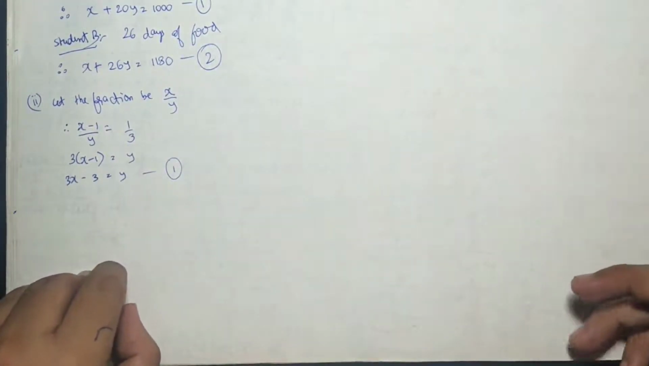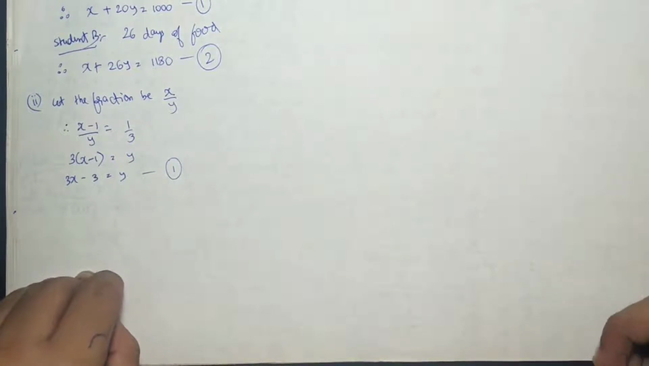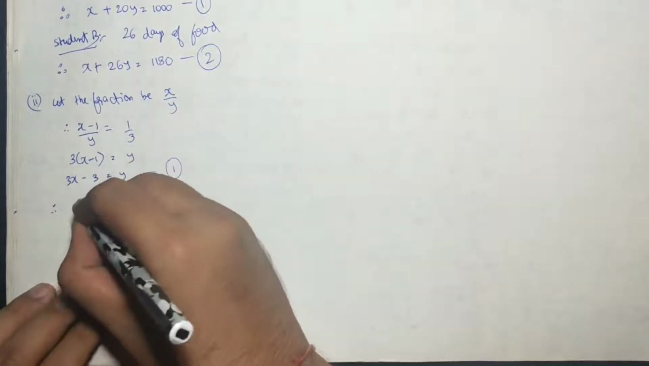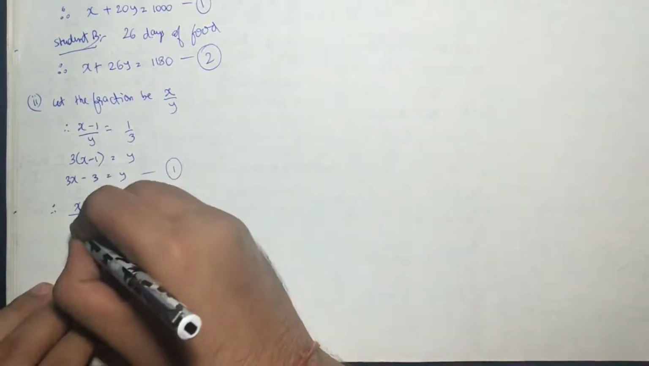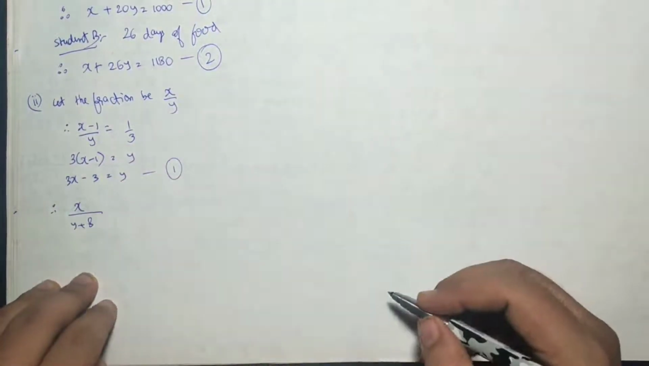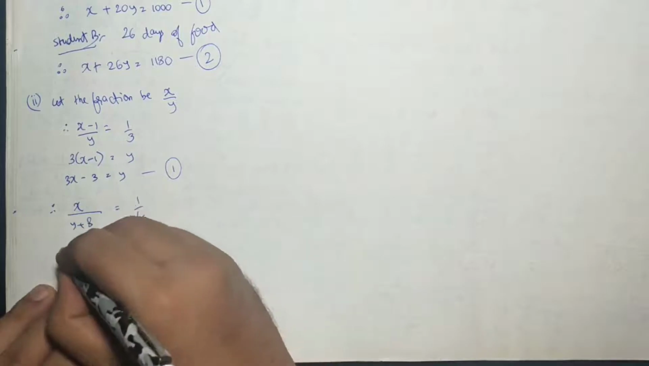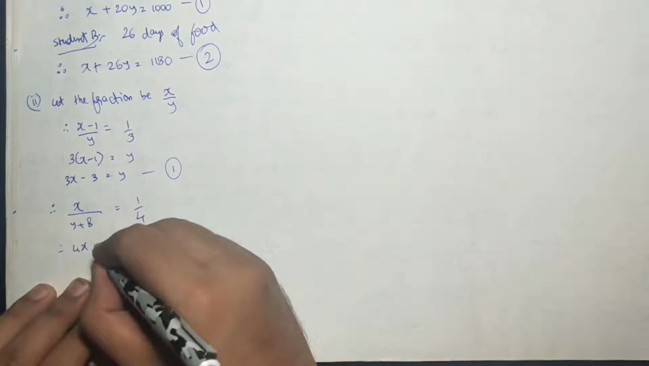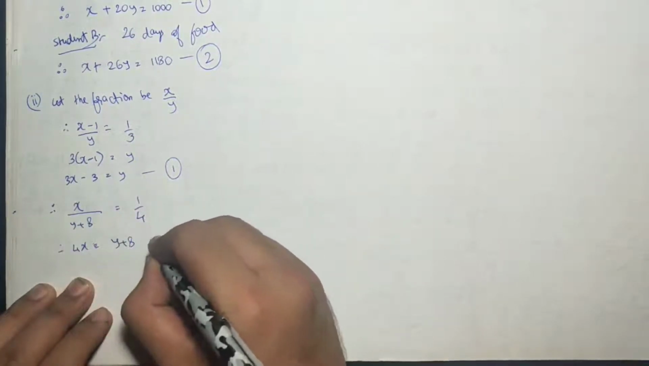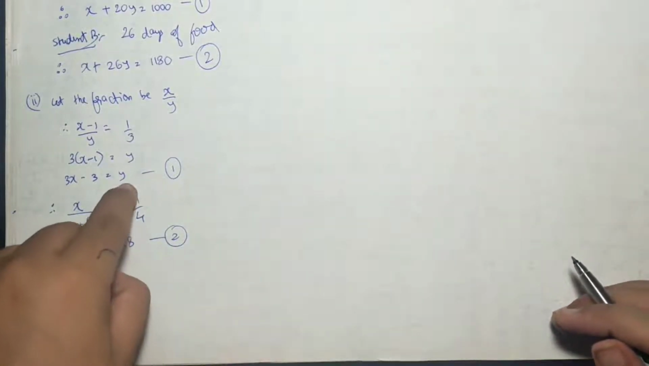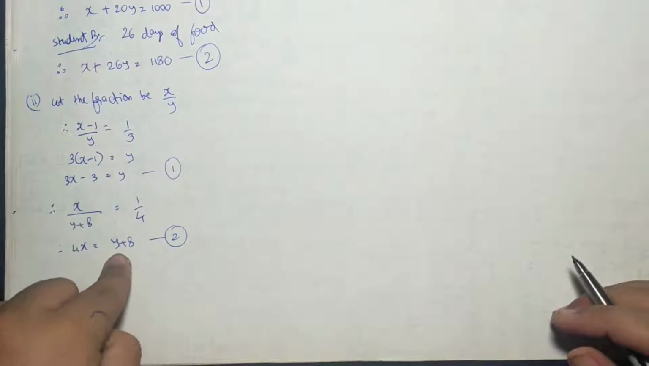Second is, the fraction becomes 1 by 4 when 8 is added to the denominator. Therefore, x upon y plus 8, the fraction becomes 1 by 4. Again cross multiplication. This is your second equation. You can simply substitute the value of y over here and you will get the answer.